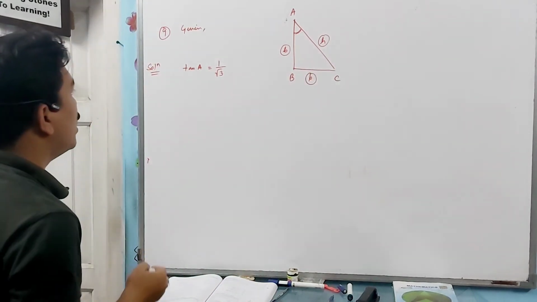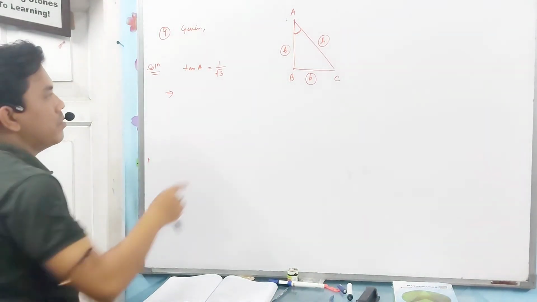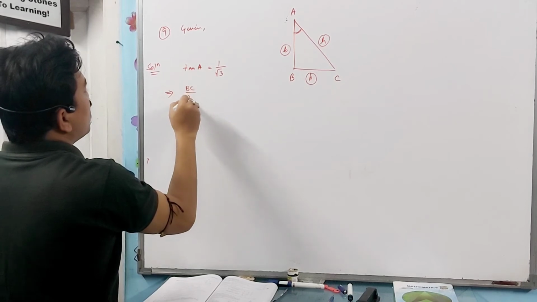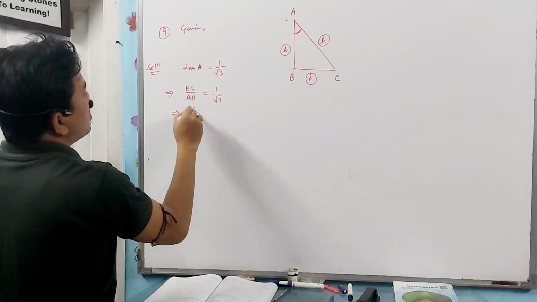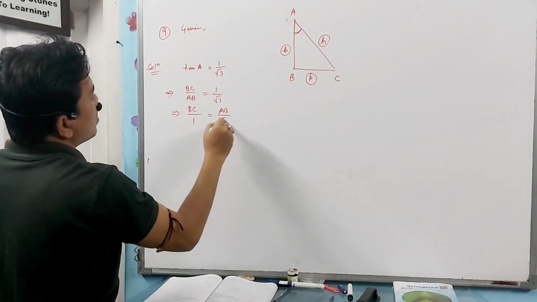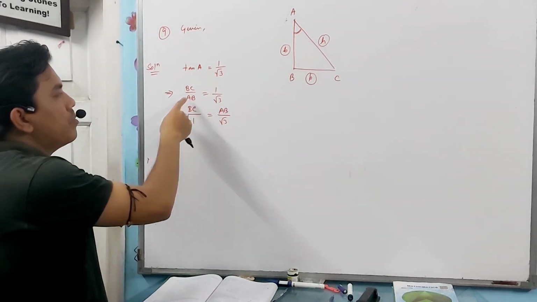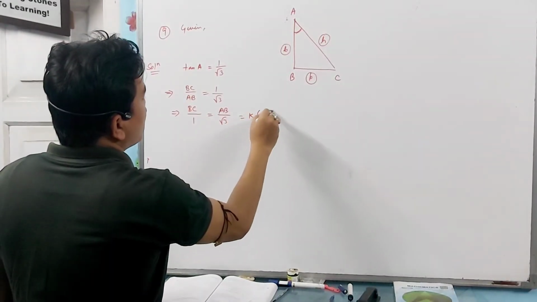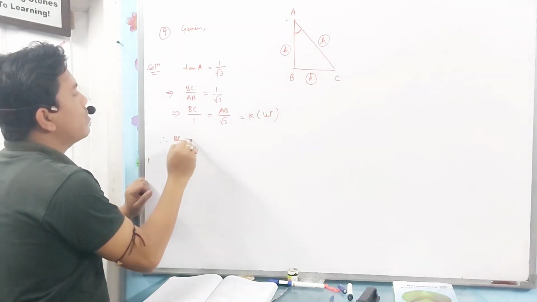So tan A will be what? P by B, that is BC by AB, equal to 1 by root 3. So now we can see here BC by 1 is equal to AB by root 3. What we have done is alternando, so AB has come here. So we'll be equal to K, left. Therefore, BC will be equal to K.